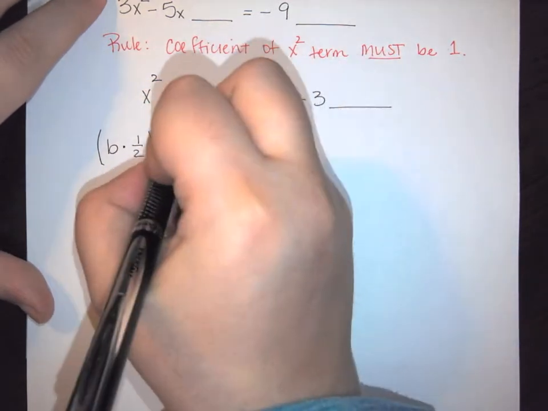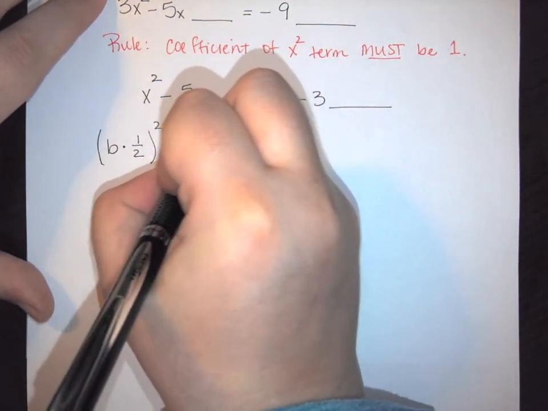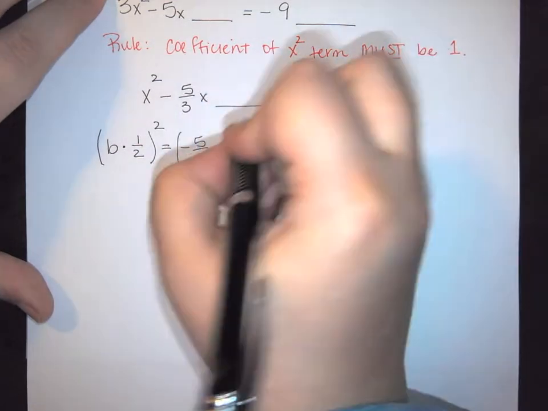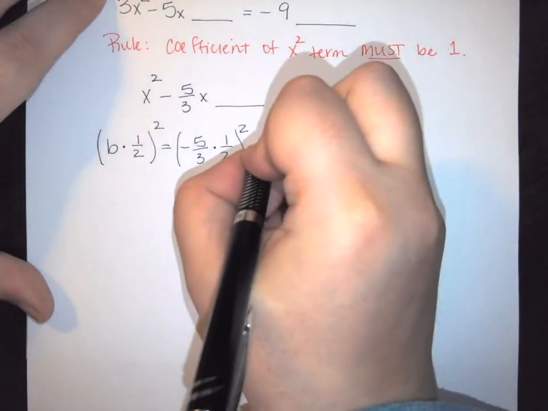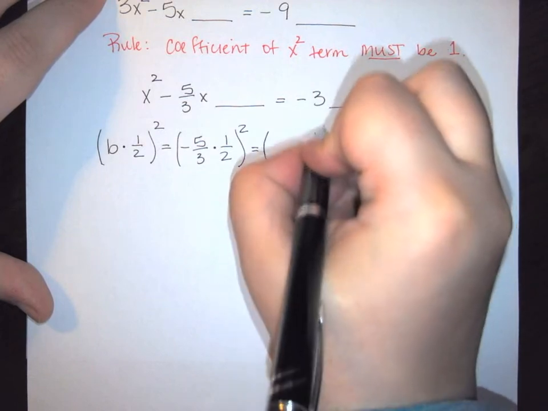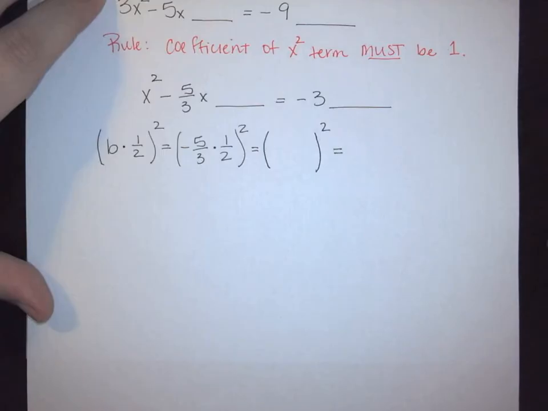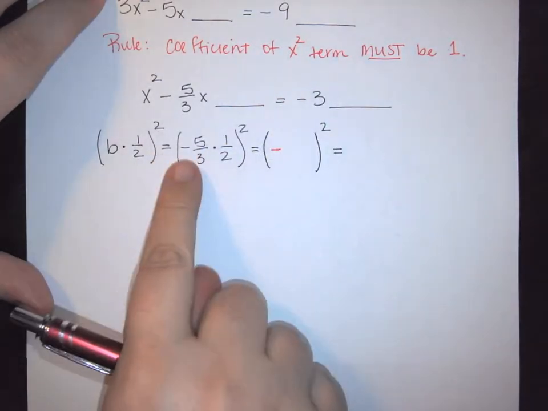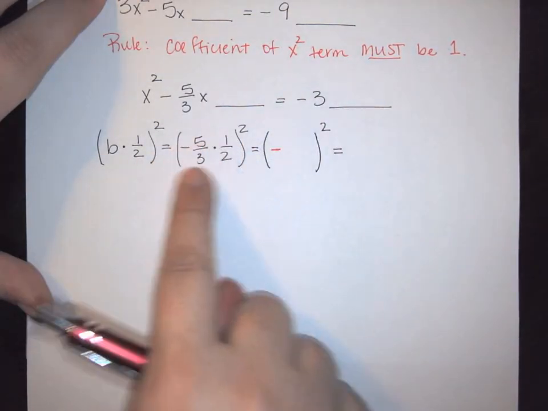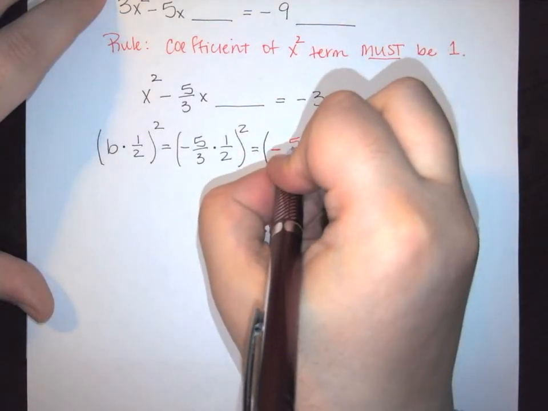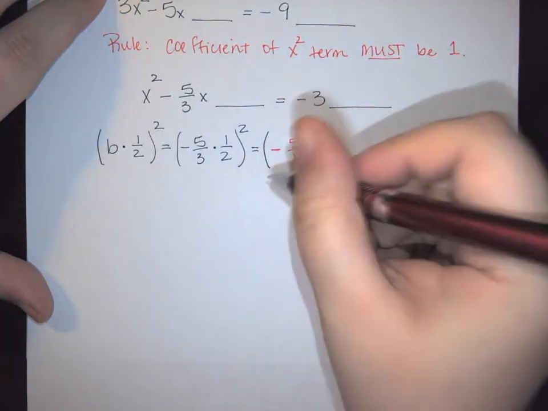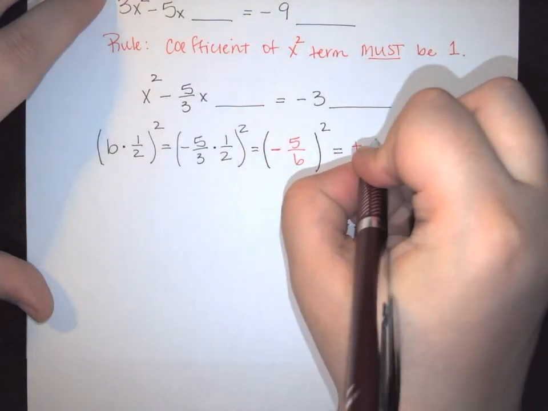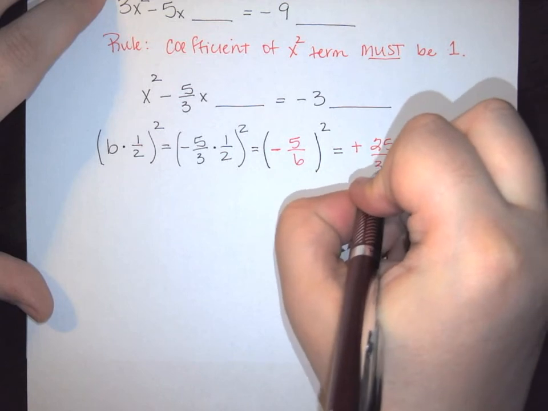So in this case, I end up getting -5/3 times my 1/2, and we're going to square it. So just like before, we're going to have a term squared, and then we're going to have a result. So in this case, my sign is negative. Multiplying my fractions goes straight across the top, straight across the bottom. So this is 5/6. When I square that, you square both terms, so this becomes a positive 25/36.